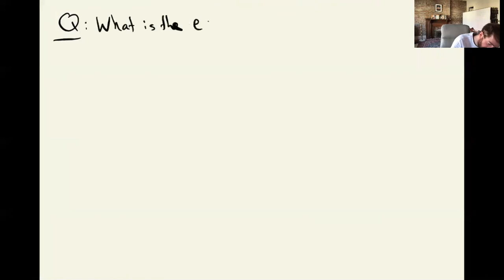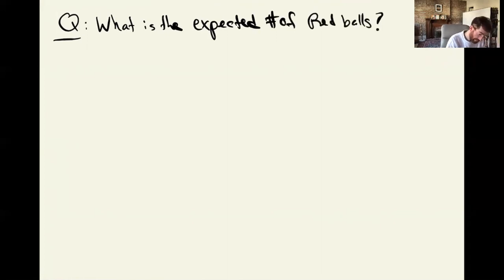So I want to connect this back to what motivated us to even consider joint random variables, which was expectation. So let's compute a quantity here. So here's a question. What is the expected number of red balls? And again, here we're drawing with replacement.